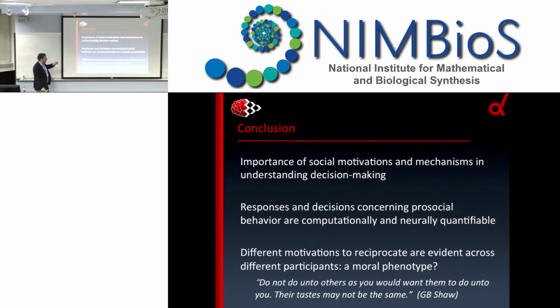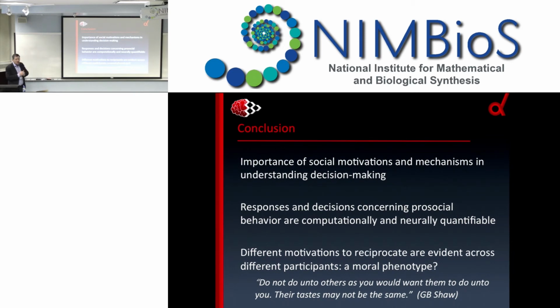And different motivations to reciprocate are evident across different participants, right? So we wonder, is this some kind of a moral phenotype? We've started work now looking at whether these motivations generalize to other types of tasks, other types of scenarios. So if you're a guilt-averse person in this case, are you a guilt-averse person in many other decision scenarios? We don't know. And I'll end with an Irish playwright quote.